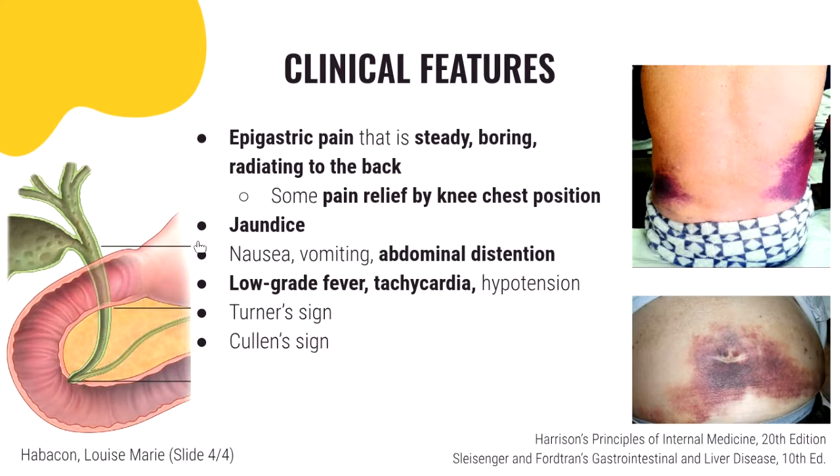Now, the patient could also present with nausea, vomiting, and abdominal distension. So these may appear in patients with gastric and intestinal hypomotility. The patient may also present with general signs of infection, low-grade fever, tachycardia, and if the patient suffers from massive third space losses and hemorrhage, the patient could present with shock.